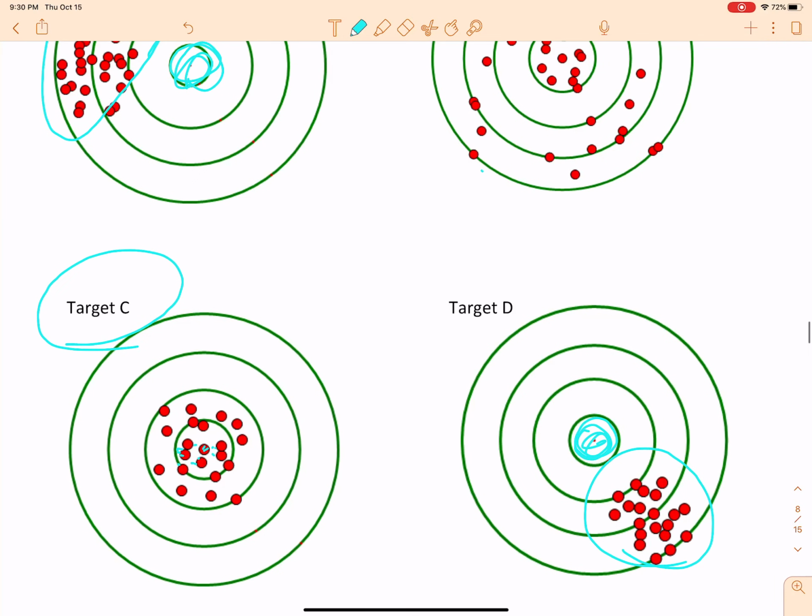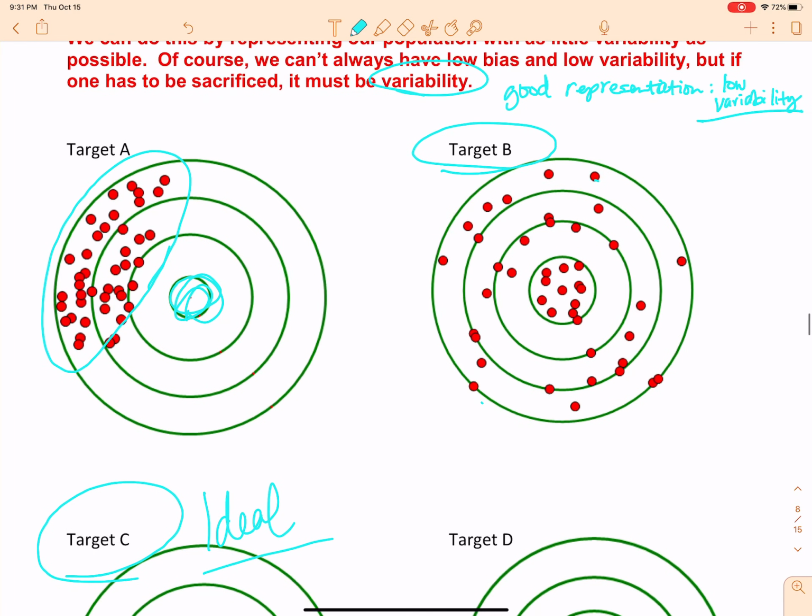So those are both unacceptable targets. Target C is ideal because it's got low variability, low bias. Target B is acceptable, but it's not as pretty as target C. So this is acceptable because you're still hitting the target, but man, we're all over the place. All right, so maybe not a great representation of your population, but better than A or D.